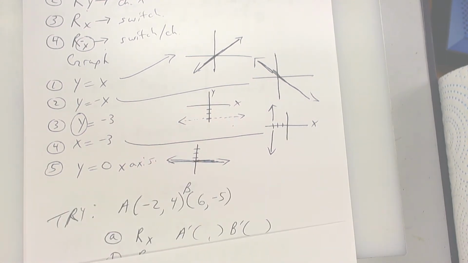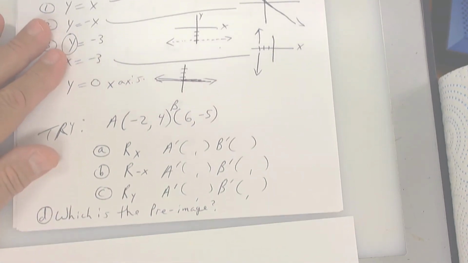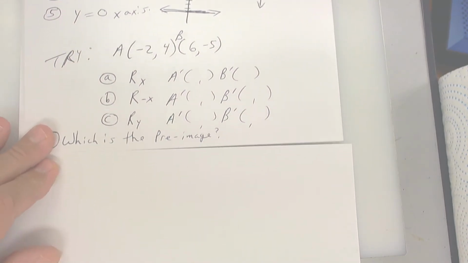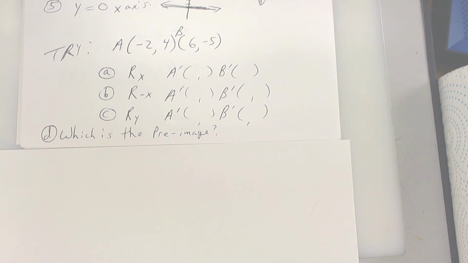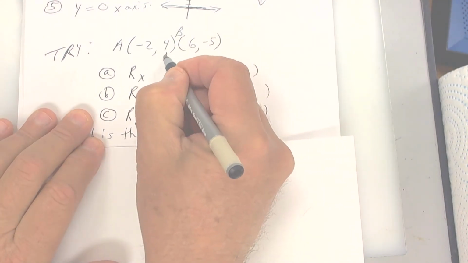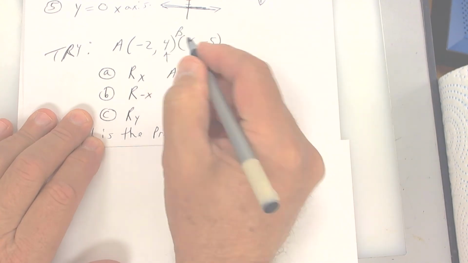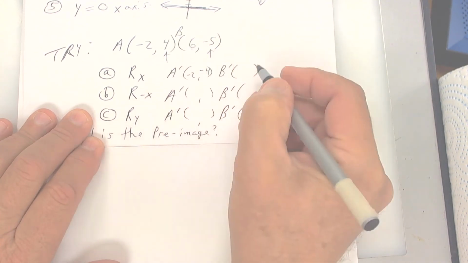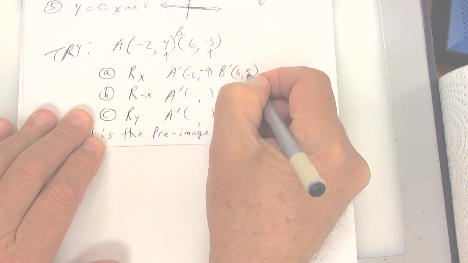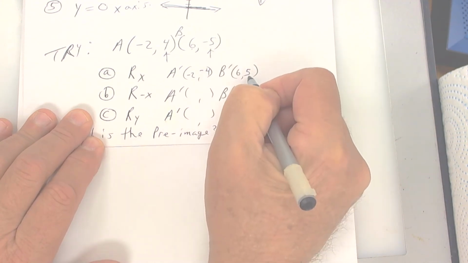Okay. Let's see what's going on here. On a new sheet of paper, try these. All right, if you reflect it over the x, you change the y. So it's going to be negative 2 and negative 4, 6 and 5. Because when you change that, it becomes a positive.